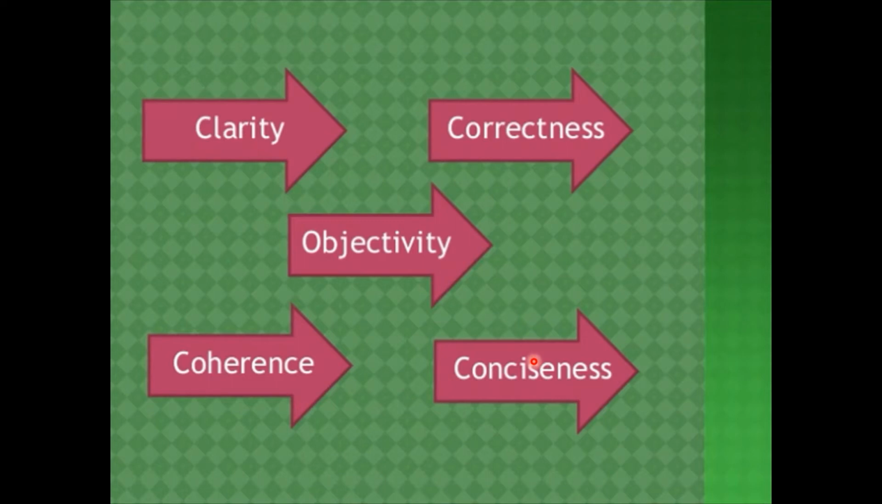So these are 5 qualities that should be in a good summary: clarity, correctness, objectivity, coherence, and conciseness. Now we'll discuss all these 5 qualities one by one.